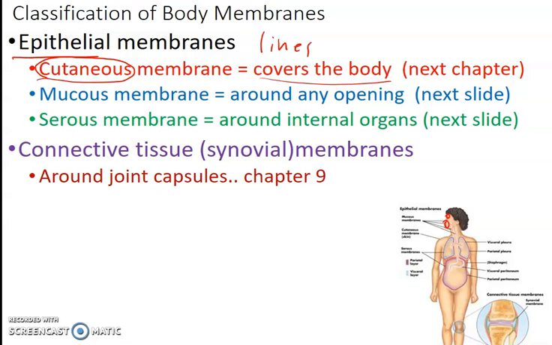The serous membranes we talked about in chapter 1. Remember that I said your abdominal organs, there's a membrane that part of it's on the abdominal wall, part of it surrounds the internal organs, and there's fluid in between. And then we have our connective tissue membrane. Connective tissues, they connect. So this is around your joints.